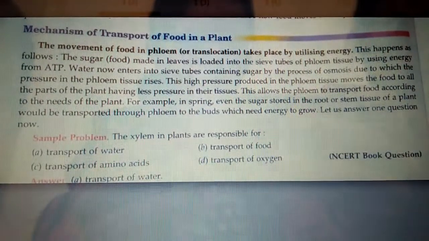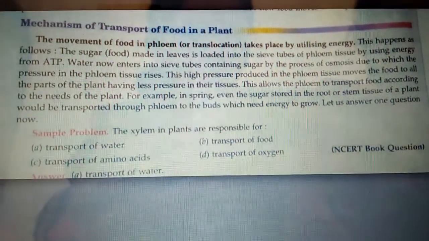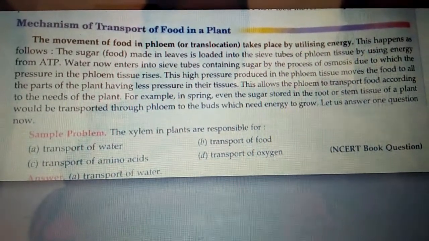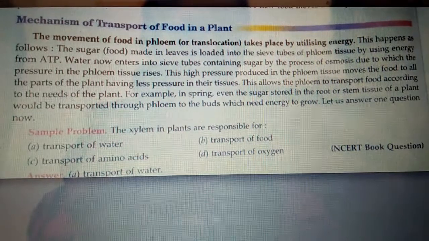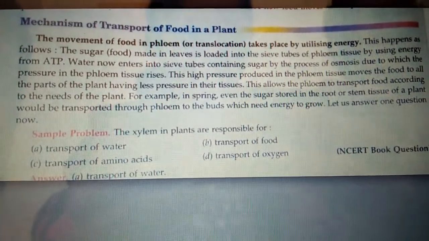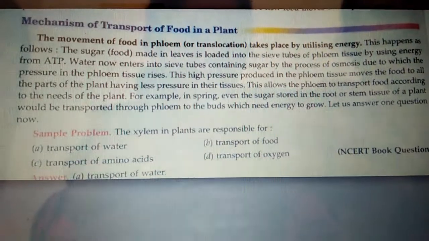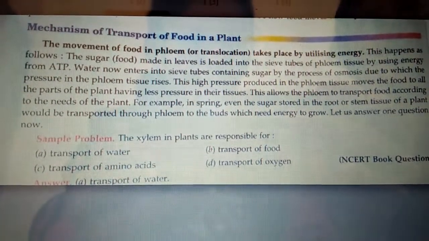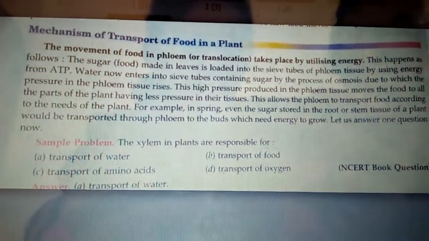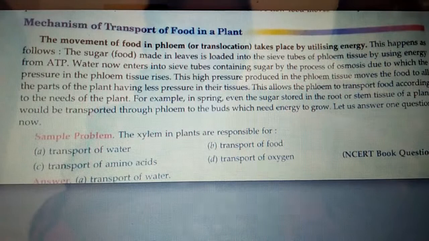Now see the mechanism of transport of food in a plant. This movement of the food material in the phloem is called translocation, and it is not such a simple process like the conduction of water. Conduction of water is a very simple process. It does not require energy. But conduction of the food material with the help of the phloem, that is the translocation process, requires energy.